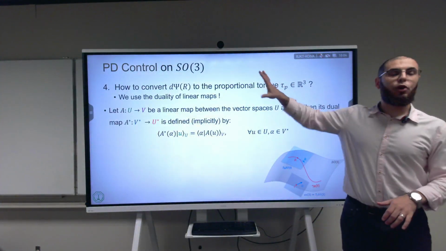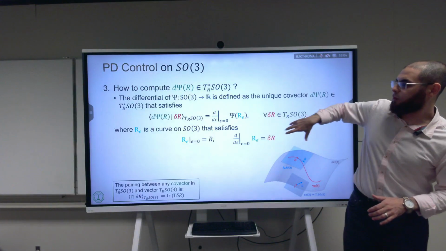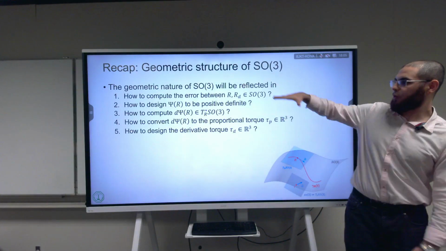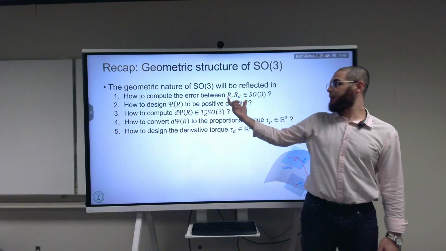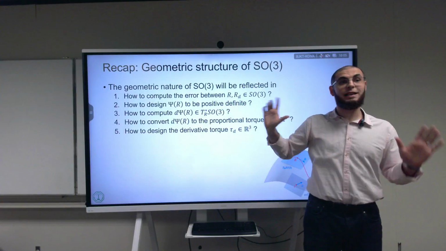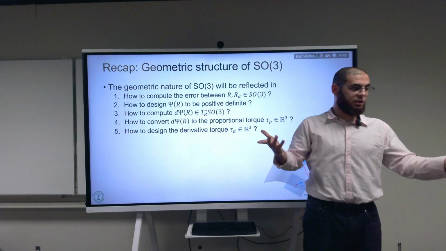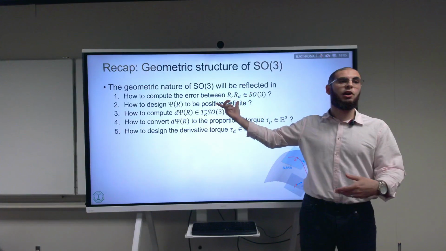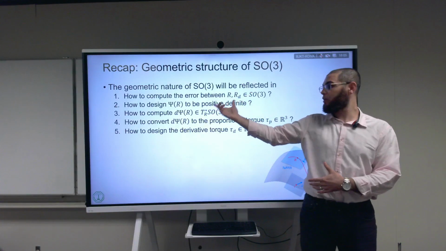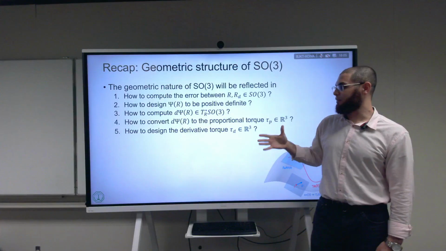So third step done. Fourth step, so let me go back. Just to remind you, our first step: compute the error. Second step: choose the psi of R, choose the potential function, and that's a choice. This is part of your controller. You design it, you can change it. If you have something with SO3 in your project, feel free to play around with this. You're going to have an assignment next week, inshallah, and you can play around with this.